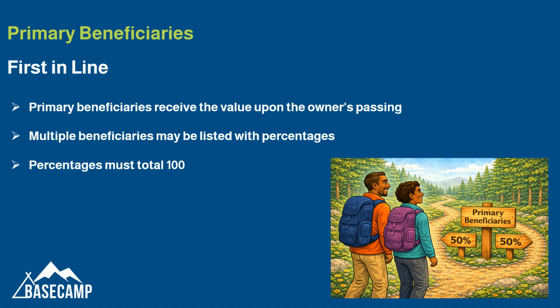The illustration on the slide reflects this idea as well. You can see 2 individuals standing at a fork in the path with signs showing 50% assigned to each direction. It's a simple visual reminder that the contract value may be divided among multiple primary beneficiaries when percentages are used. Walking through this section carefully with the client helps confirm that the names, relationships, and percentage allocations match what the client intends as part of the overall retirement strategy being documented.